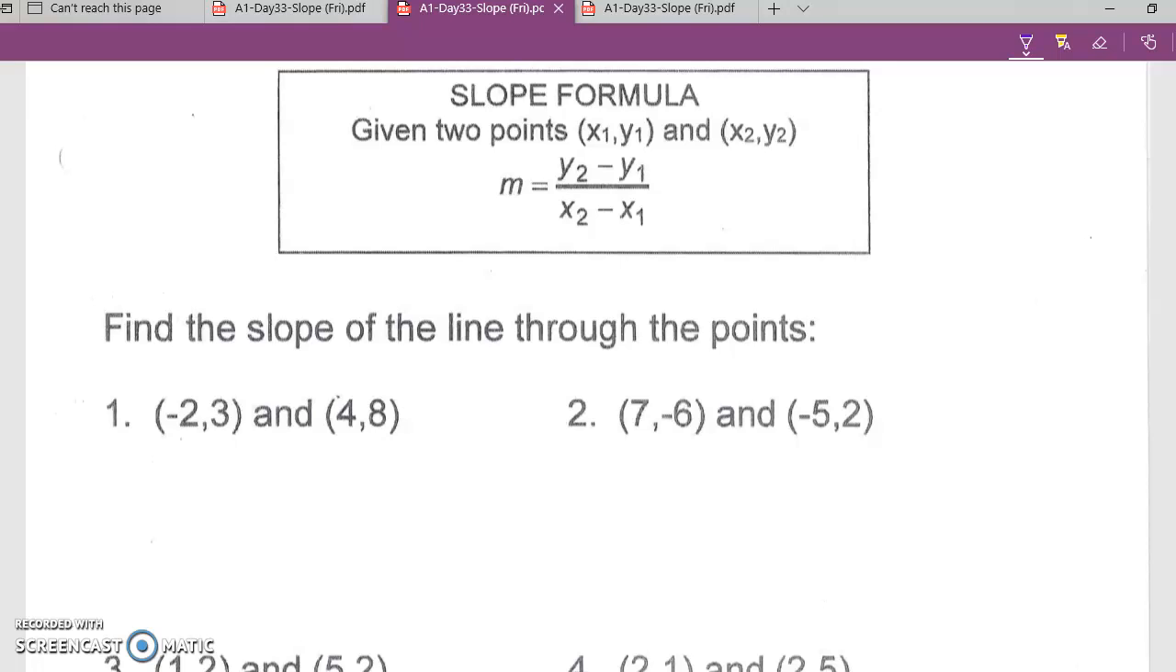So today we're reviewing slope. Slope is how you find the tilt of a line, basically. And it's described with 2 points, y2 minus y1 over x2 minus x1. You simplify that fraction and you have your slope.